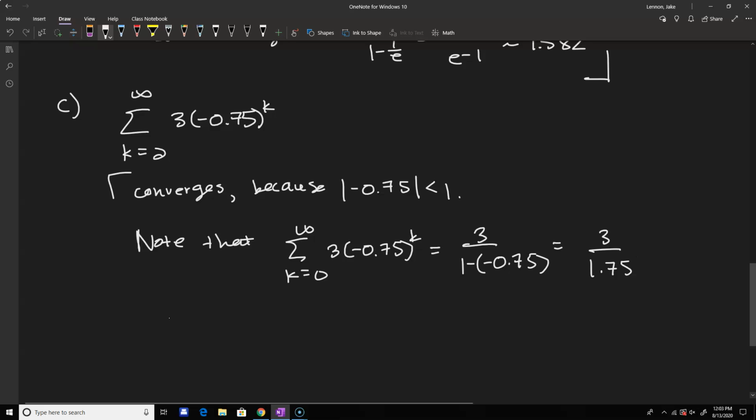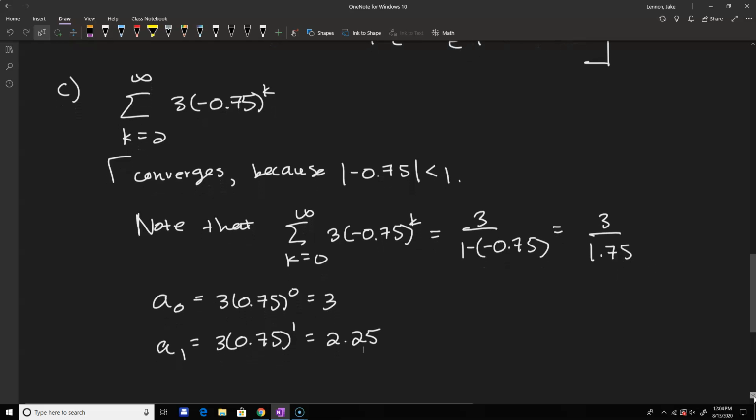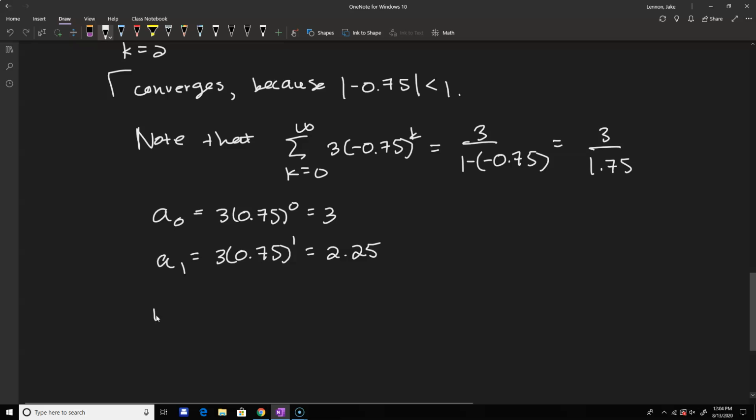The first term, we could call it a sub 0, would be 3 times 0.75 to the 0, which is just 3. And then the second term, a sub 1, would be 3 times 0.75 to the 1, which is going to be 2.25. Okay, so we need to take away those two terms. Sorry, this is negative 0.75. So it doesn't matter for the first term, but it does for the second.